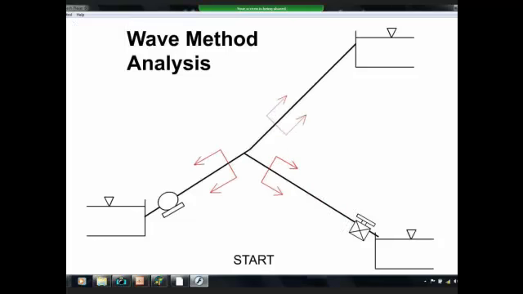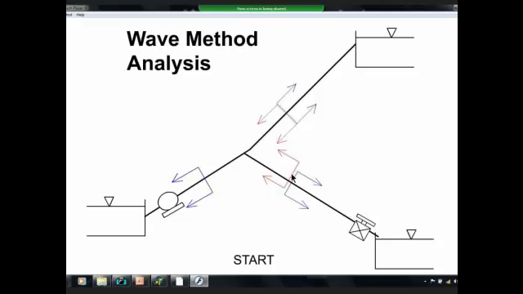So the wave travels to the junction, becomes 3 waves. Now, the wave hits the pump, becomes 3 waves. These waves basically pass each other. They both change the velocity and the pressure, but they don't affect each other, so they can travel on down. So that's basically how the analysis is done.